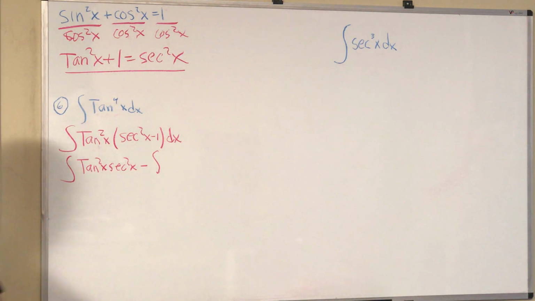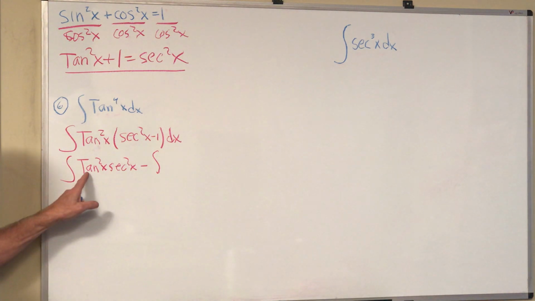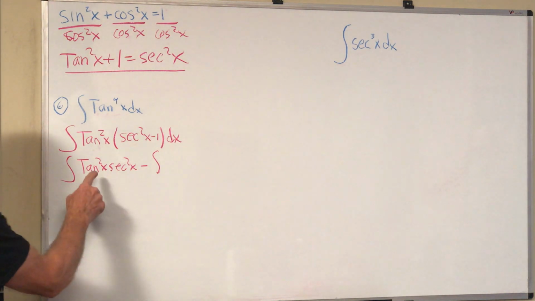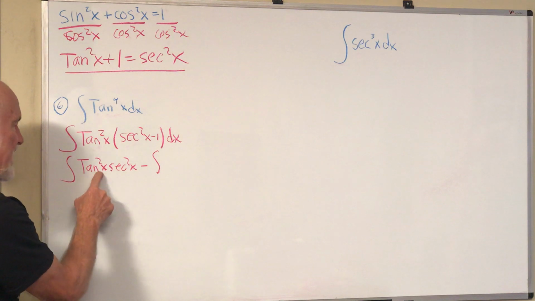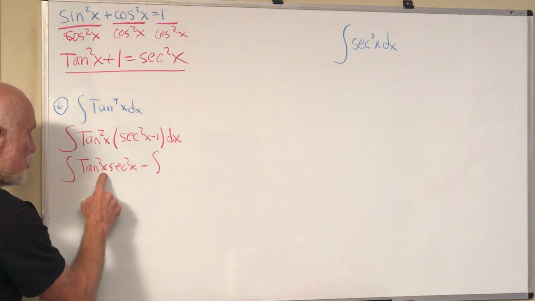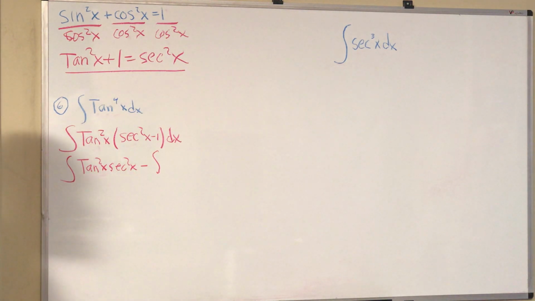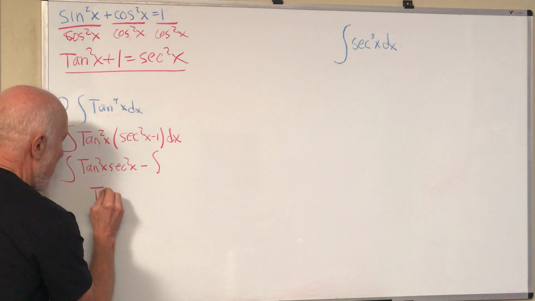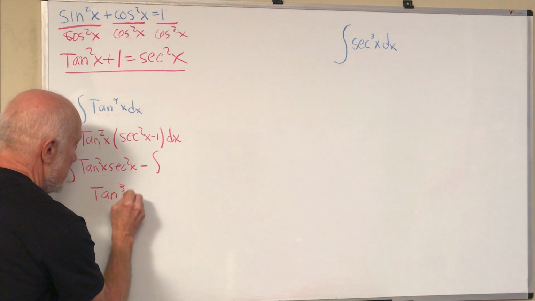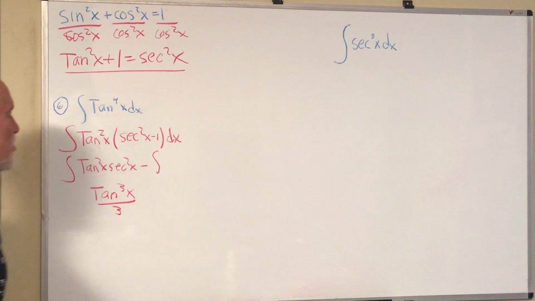Let's just go back to here. Is this one in a nice form? Yes. If I think of u to be the tangent of x, this is u squared, and that's exactly du. So this part just becomes u cubed over 3.